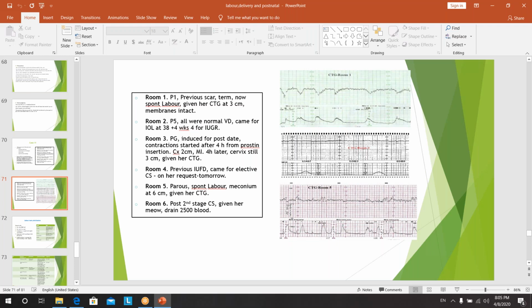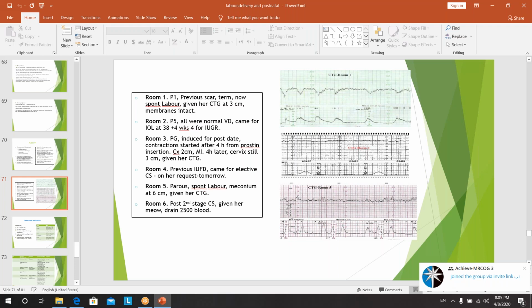And for room 2, all normal deliveries came for IUGR. For her, we will do the CTG and see how the baby is doing right now. And of course, we offer her the apologies. One of the midwives can do that. And room 3, I said that I'll send my senior midwife there to offer the ARM and do the ARM and then see how the CTG responds. And then I join her there as well.